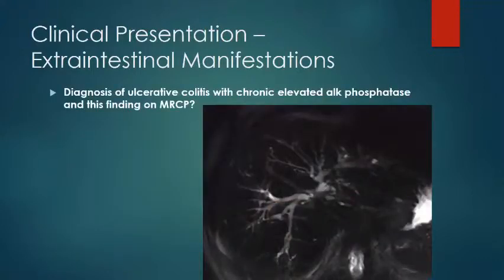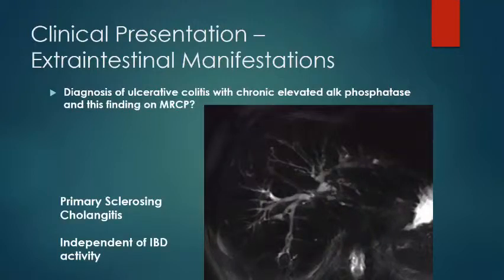And this is the last picture I think I have for the extraintestinal manifestations. You have a diagnosis of UC, they have chronic elevated alk phos, and this finding on MRCP. Okay, correct, PSC. So I'll say that those wider appearing bile ducts or biliary tree, that's more normal, and then you see these very narrow ones. Those are the narrow ones. So the normal is the nice thick ones. So it's not that they're dilated, it's that they're the beading strictures, and that's also independent of IBD activity.